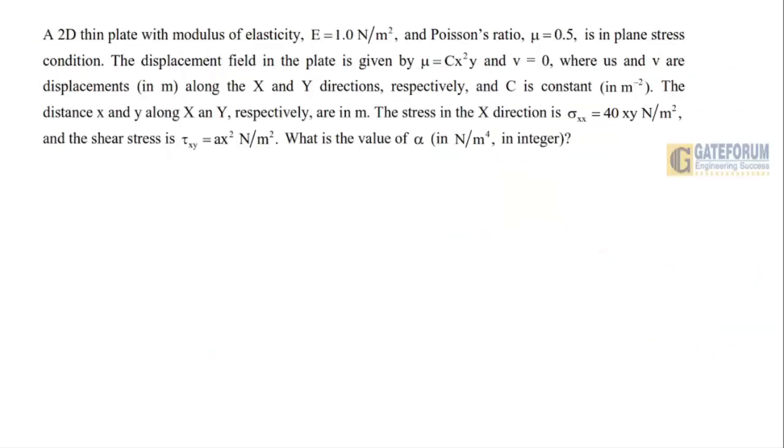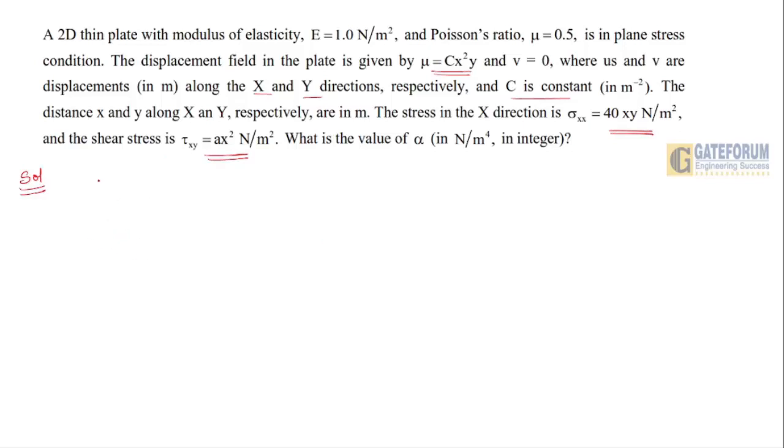A 2D thin plate with modulus of elasticity equal to 1 Newton per meter square, Poisson's ratio mu as 0.5. The displacement field in the plate is given by u equal to c x square y and v equal to 0, where u and v are displacements in meters, x and y directions respectively. C is the constant. The distance x and y along capital X and y respectively in meters. Stress in x direction is 40 xy Newton per meter square. Shear stress is alpha x square Newton per meter square.